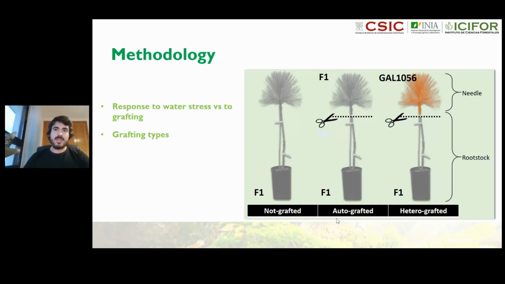As I said before, in order to understand the communication of the response to water stress between the organs, the grafting methodology is used, and my PhD is focused on understanding and separating the effect of grafting from the effect of water stress. In order to achieve that, we use three grafting types: not grafted, which is the progeny not grafted, the progeny self-grafted, and the progeny with rootstock grafted with GAL 1056.